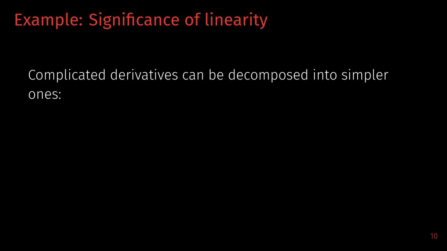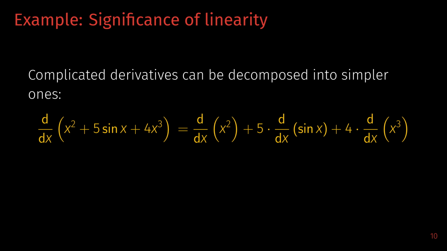For example, if we have a derivative of x squared plus 5 sine of x plus 4x cubed, we can rewrite this as the derivative of x squared plus 5 times the derivative of sine of x plus 4 times the derivative of x cubed. And using the results before, we know what the derivatives of those simpler functions really are, so we can substitute those in. Then we have 2x plus 5 cosine of x plus 4 times 3x squared. And finally we can simplify to get 2x plus 5 cosine of x plus 12x squared.